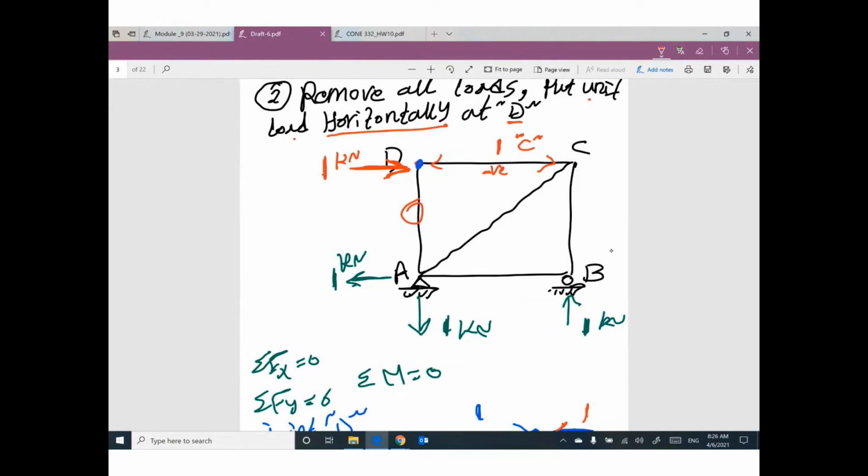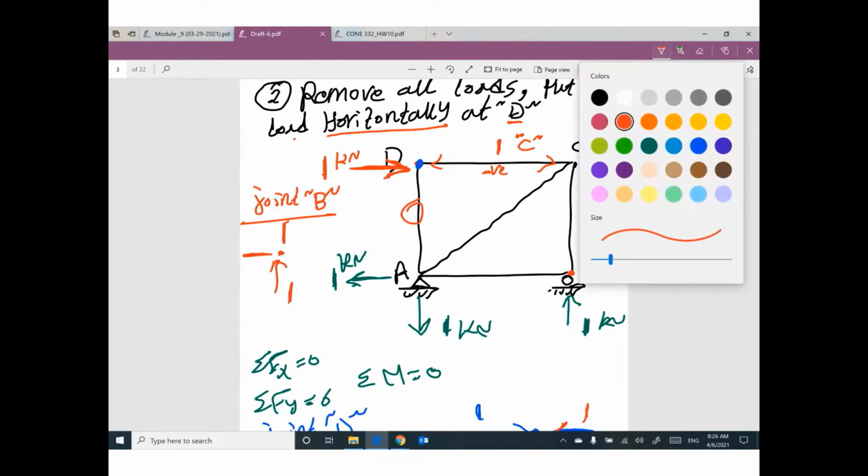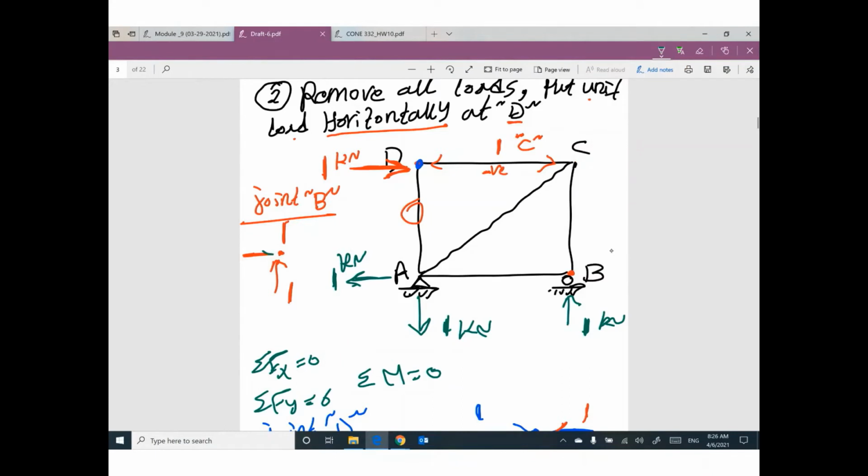If you take care of joint D, next is joint B. Here is joint B. We have vertical force 1, we have a horizontal member, we have a vertical member, nothing else. If you apply summation Fx equals 0, this one will be 0. If you apply summation Fy equals 0, this one will be compression here and compression there. 1, compression. Compression means negative.